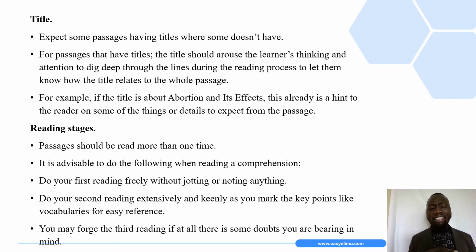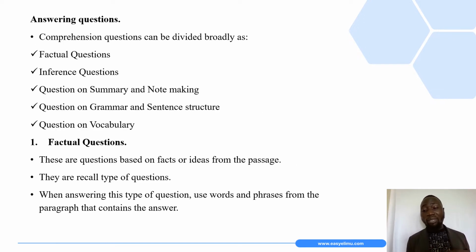So when forging the third reading, you don't have to pay the attention that you had when reading for the first time. So when forging, you can use what we call skimming and scanning. That is, you just go through the lines very fast to look for some clarification, look for a key point that can avoid the doubts that you are bearing in mind.